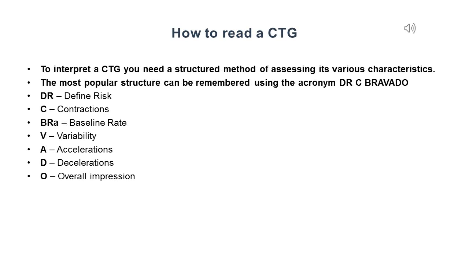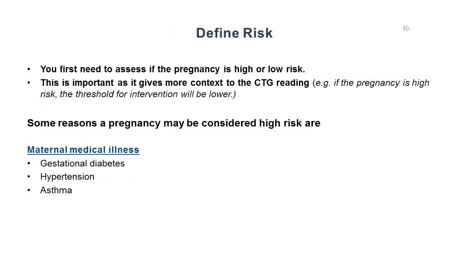How to read a CTG. To interpret a CTG, you need a structured method of assessing its various characteristics. The most popular structure can be remembered using the acronym DR C BRAVADO. DR: Define Risk. C: Contractions. BRA: Baseline Rate. V: Variability. A: Accelerations. D: Decelerations. O: Overall impression.